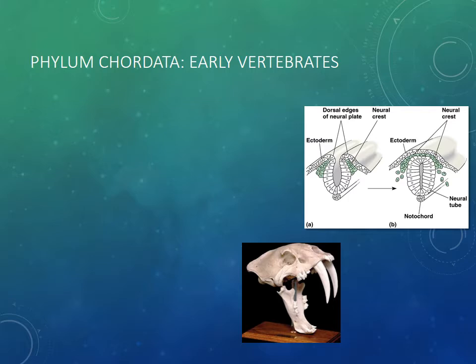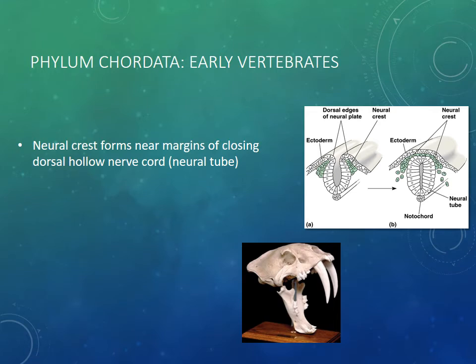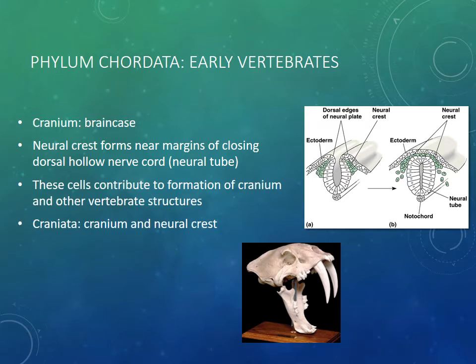So the chordates, the early vertebrates, had a cranium, which is a brain case. They also have a neural crest that forms near the hollow nerve cord. This would help give rise to that closing. You can see it here. We have the beginning stages, those plates come together, and we've got the beginnings of a spinal cord. These cells also help contribute to the cranium and other vertebrate structures, so those unique vertebrate structures come along through those cells.